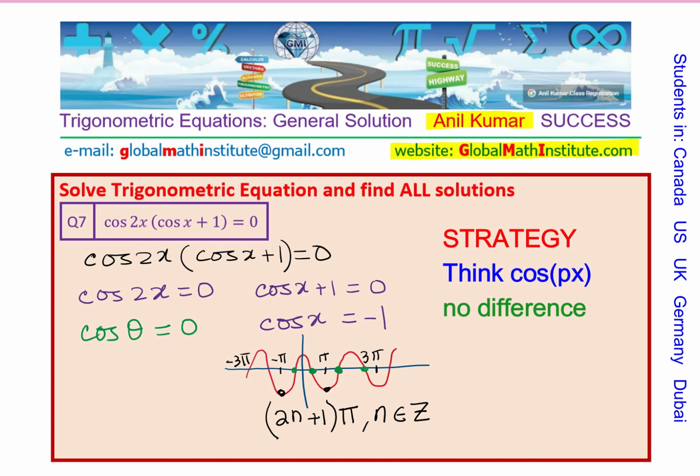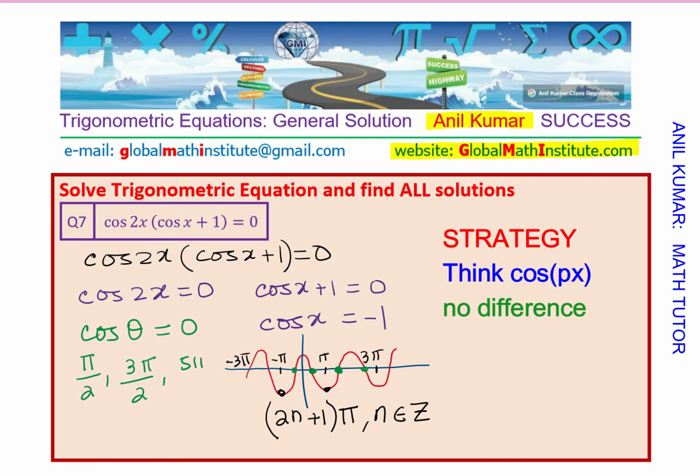Let's look at this curve once again. We say pi by 2, 3 pi by 2. I'm just writing these values. Pi by 2, and then what happens? It is 0 again at 3 pi by 2, 5 pi by 2, all those. 3 pi by 2, correct?